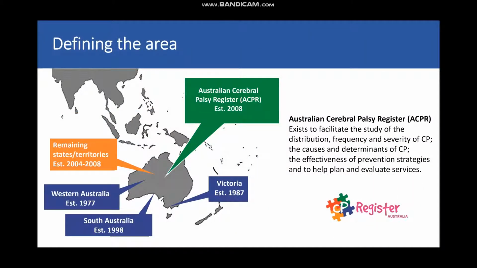To do this, we used the Australian Cerebral Palsy Register, which exists to facilitate the study of the distribution, frequency and severity of CP, the causes and determinants of CP, the effectiveness of prevention strategies, and to help plan and evaluate services. The Australian Cerebral Palsy Register was established in 2008. It began with the West Australian Register, established in 1977, followed by Victoria and South Australia, and the remaining states and territories between 2004 and 2008.